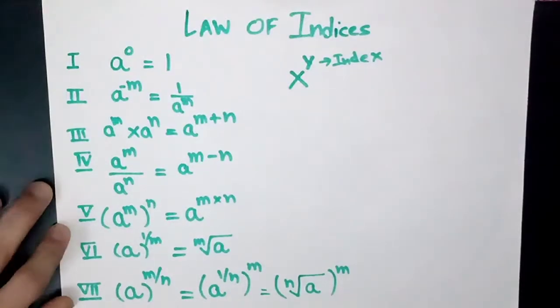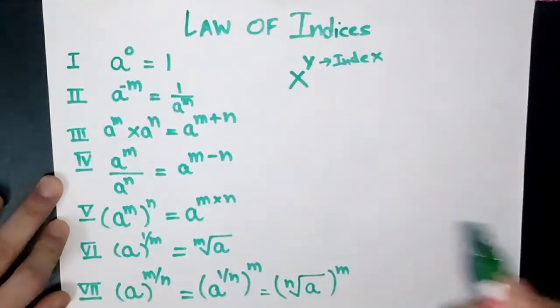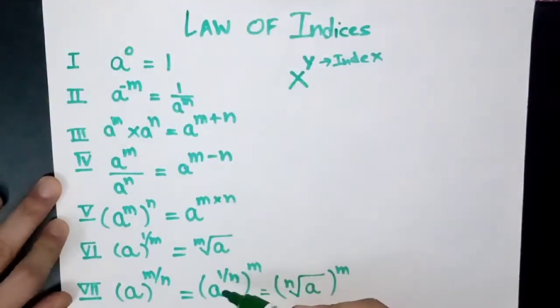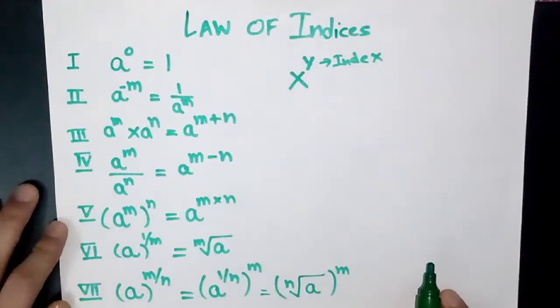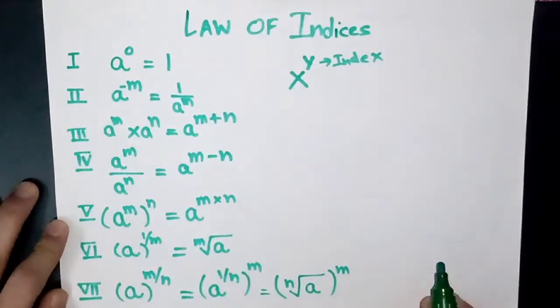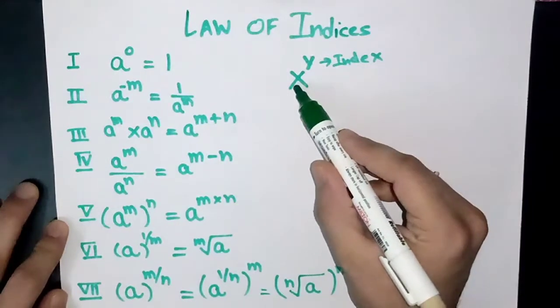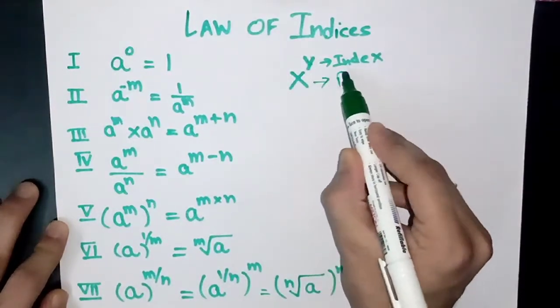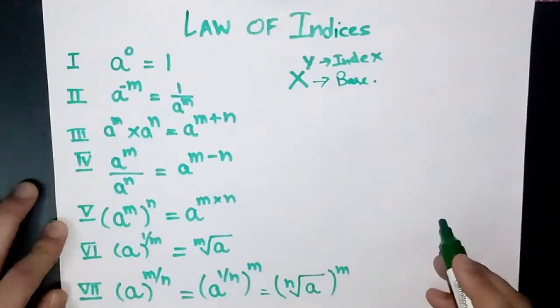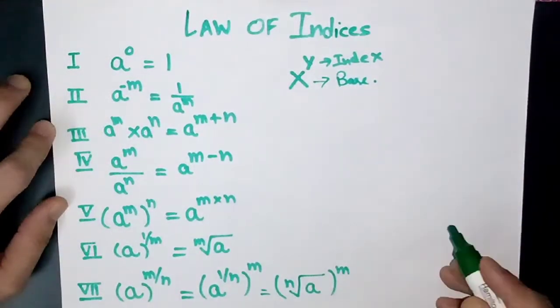We will be discussing the various laws of indices. We have certain sets of rules that will help you calculate complex powers and complex equations. For example, if we have x to the power y, this y is known as the index and this x is known as the base. So let's quickly discuss all of them.